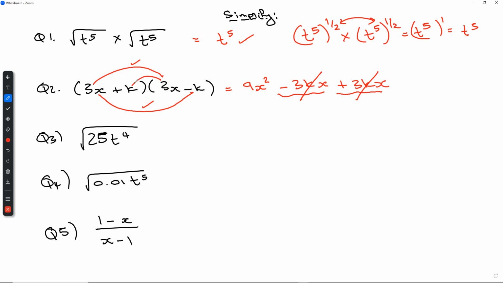But we're not done yet. We still have to multiply the last two terms, which is plus k times minus k, which is going to be minus k squared. And so we're left with 9x squared minus k squared.